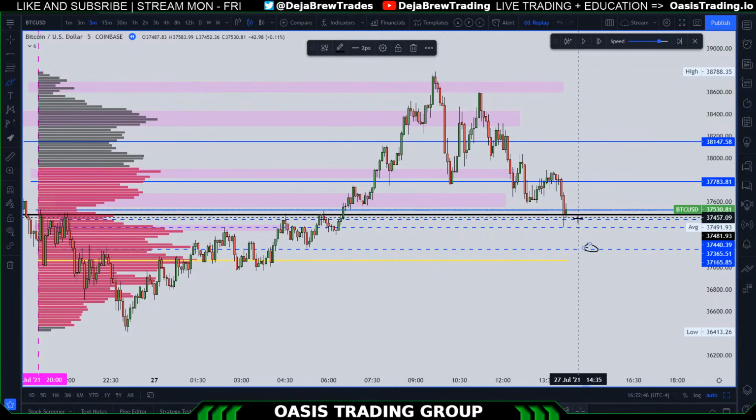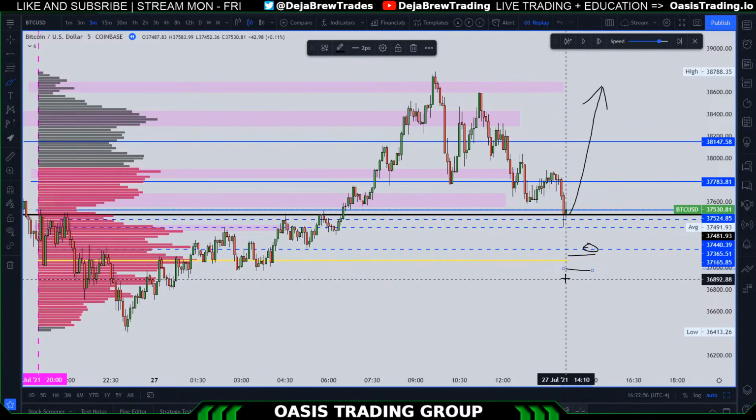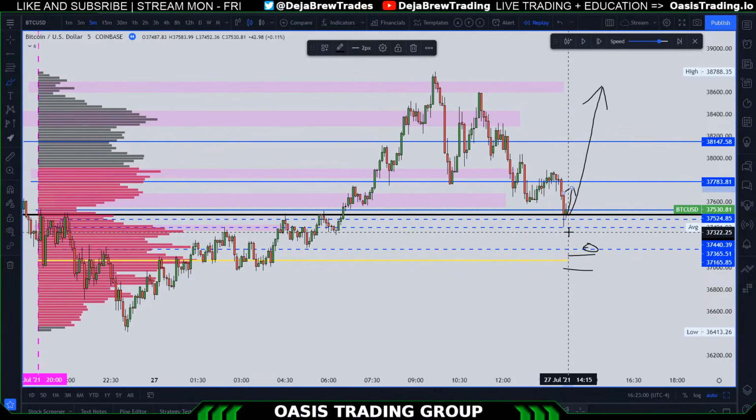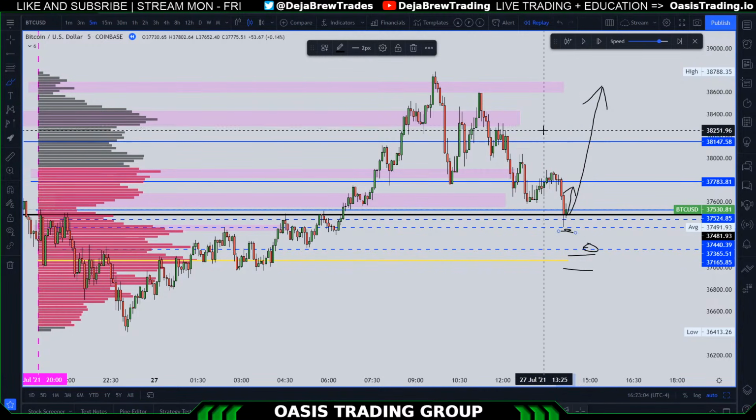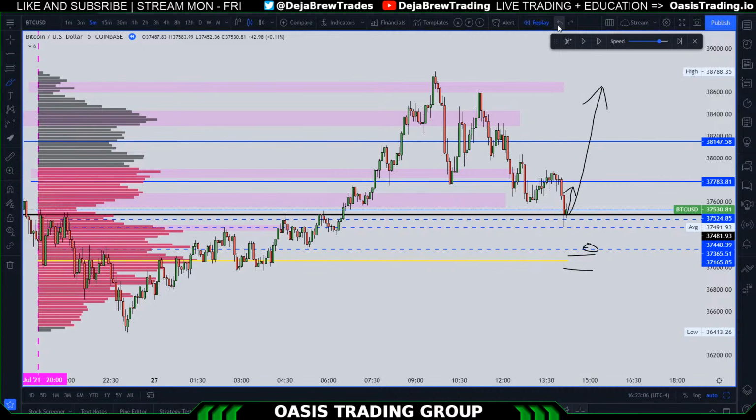So depending on how much I was going for here, if I was going for a full retrace, I would probably put my stop loss below that initial balance low or the POC. If I was going for just a small scalp, like maybe just at this level there, then I'd probably put my stop loss down there. So it all depends on how much you're going to go for. So let's see how either one of those trades would have played out.